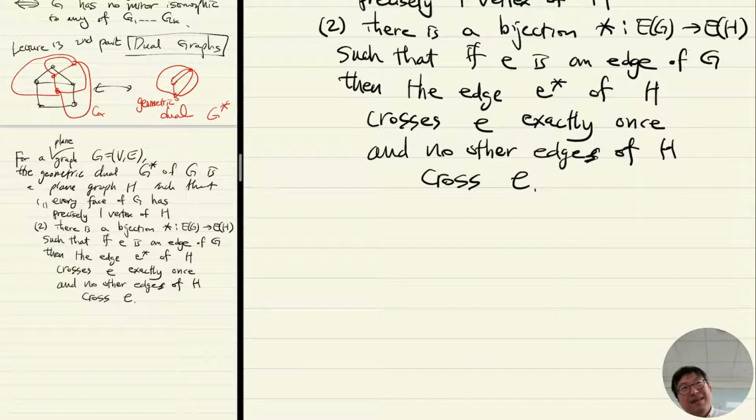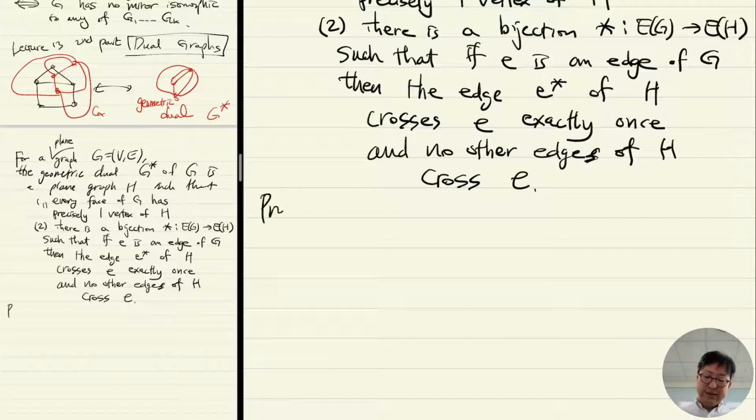Now, depending on the embedding, you might have a different dual graph, right? So remember, you have the same planar graph, with two different embeddings, and the dual graph may be different. So that's why we have to fix the embedding. That's why we say plane graph instead of planar graph.